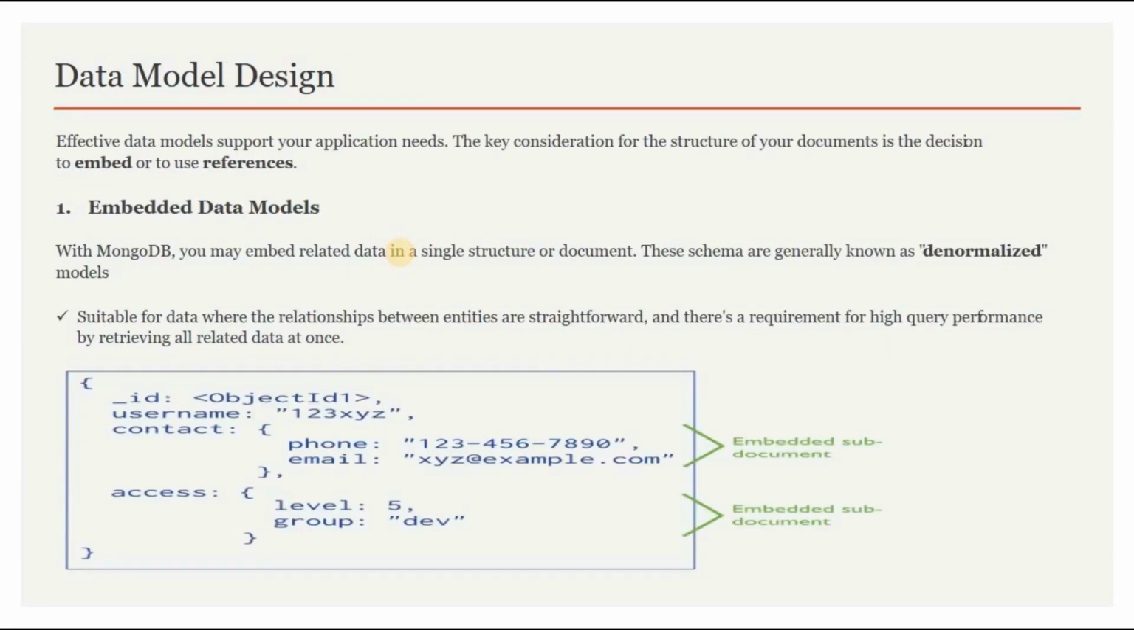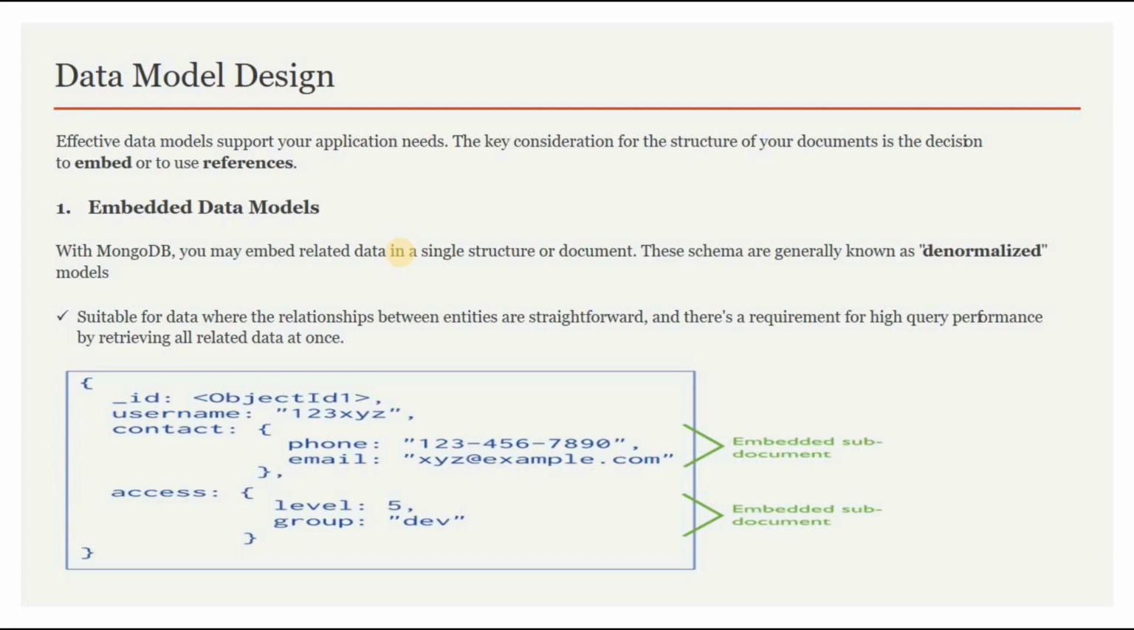For data model design, I will mainly discuss two types of data model design. The key consideration for the structure of your data is the decision to embed or to use references. So according to the need, you have to decide whether you will go with the embedded pattern or the reference pattern. First we will see the embedded data models with MongoDB, where related data is embedded in a single structure or document.